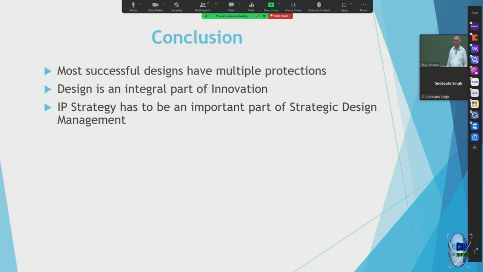So, what I am telling you, most successful designs have multiple protection, and design is an integral part of innovation. So, any IP protection must take into consideration the design registration. Very often we neglect it. Till the Apple versus Samsung case came up with $1 billion damages, design was one of the neglected IP rights. But that case with so much damages made people start shifting attention to design.